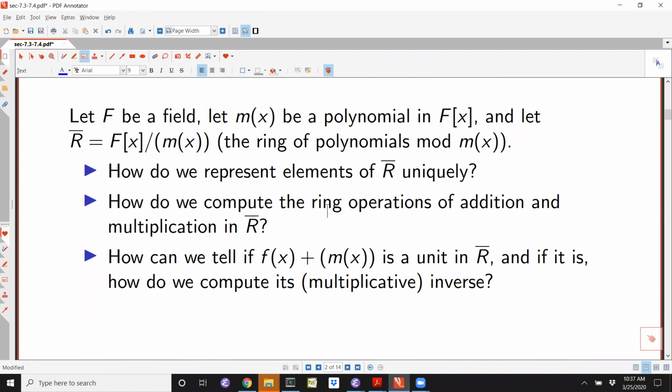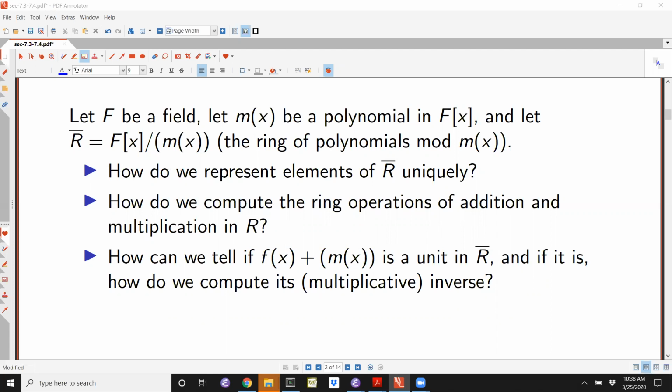R bar. How do we represent the elements of R bar uniquely? How do we compute the ring operations of addition and multiplication in the new ring R bar? And how can we tell if a particular element of R bar is a unit? And if it is, how do we compute its multiplicative inverse? So this is sort of redoing arithmetic in the quotient ring R bar.